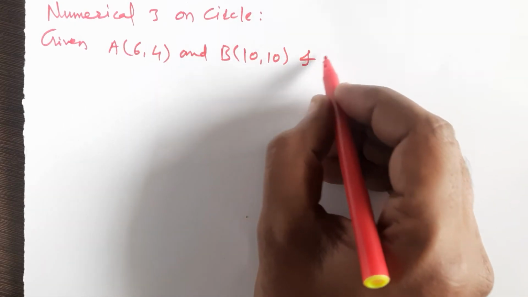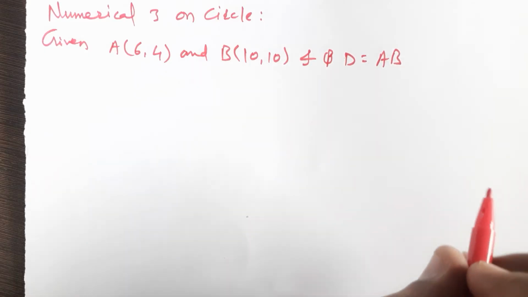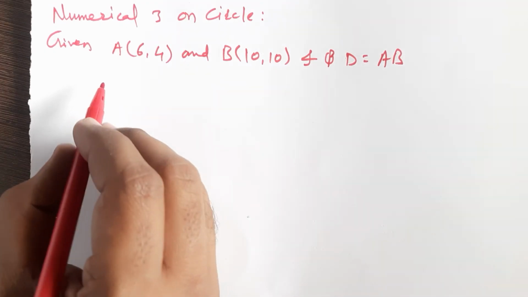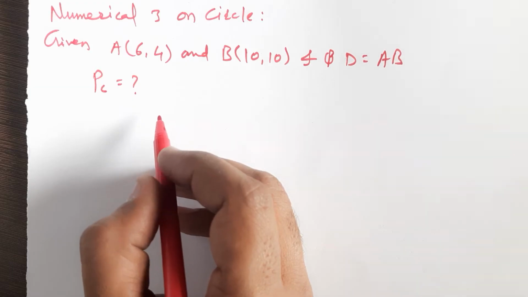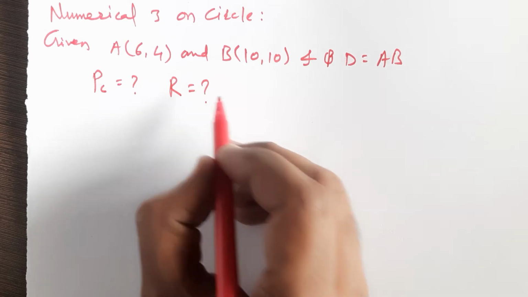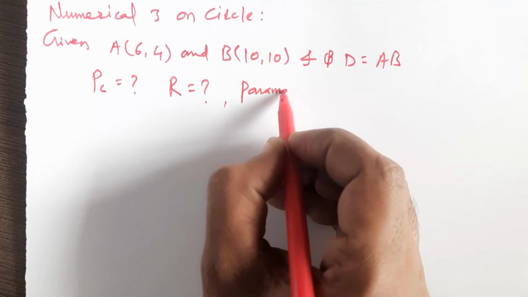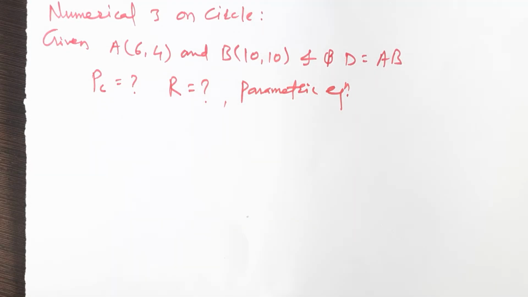Okay, and the diameter is A to B. This line will be the diameter of the circle. Find the coordinates of the center point, the radius, and the parametric equation of the circle. Okay, so first we need to find the coordinates of the center point, then the radius we need to find, and the parametric equation of the circle. The parametric equation of the circle we need to find.